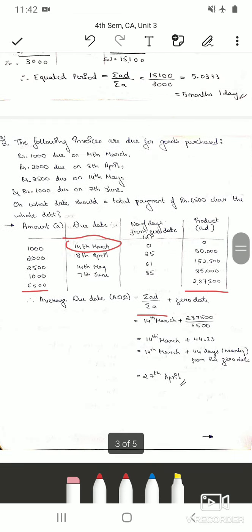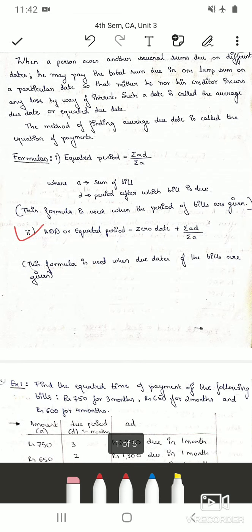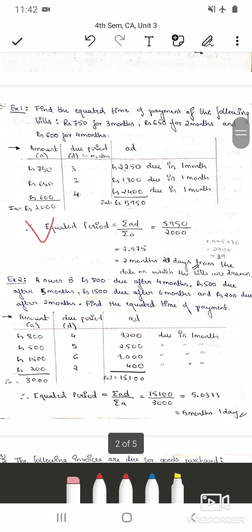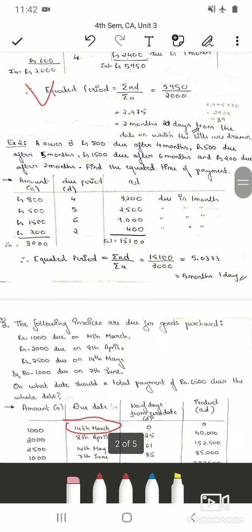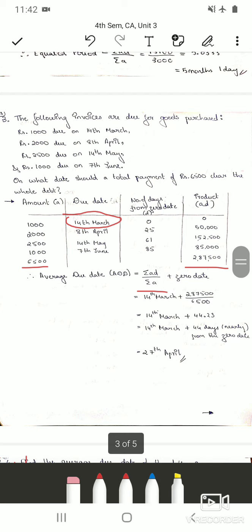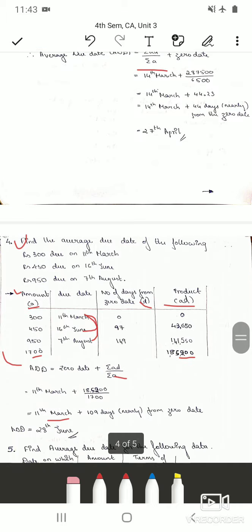So the problems are very simple. You have to understand how to calculate dates from the 0 date, the number of days from the 0 date, and the rest is very simple. All you have to do is calculate the total and substitute in the formula. The main thing you have to do is calculate the number of days. If you know that, then this is pretty simple.